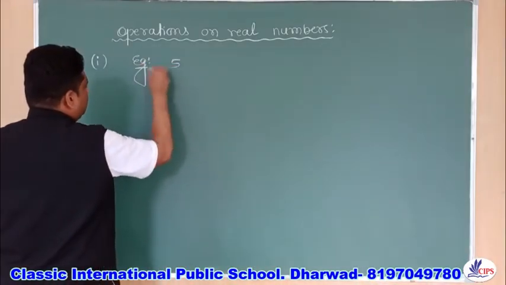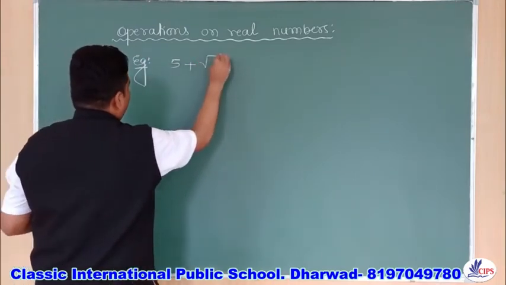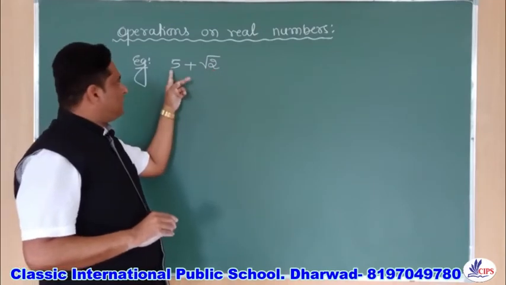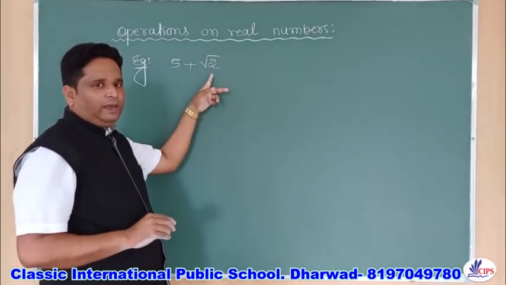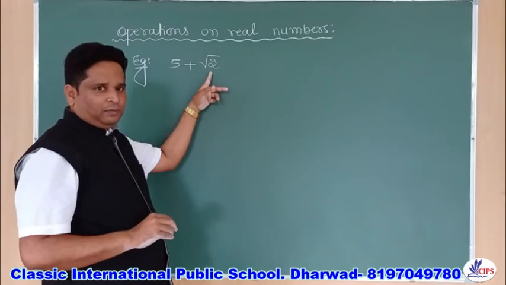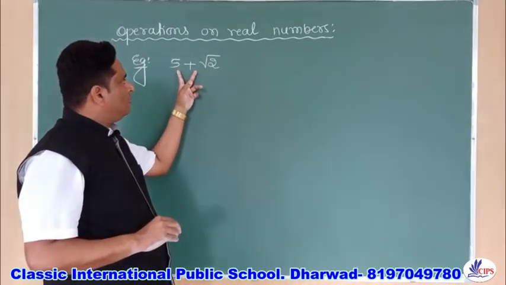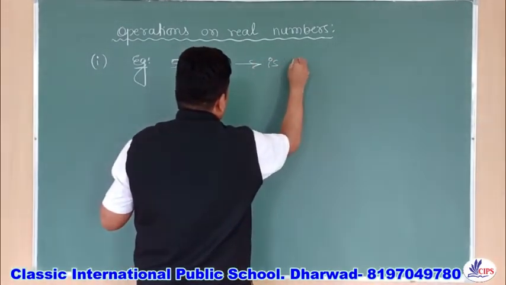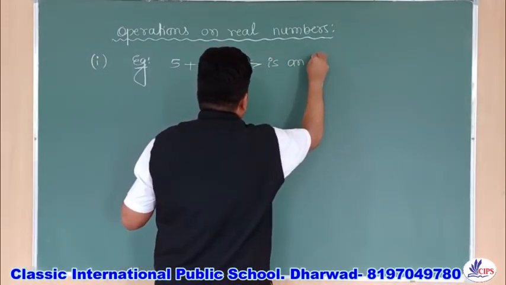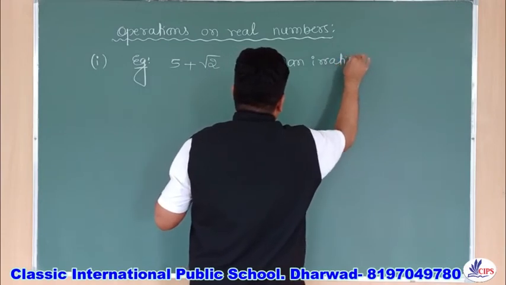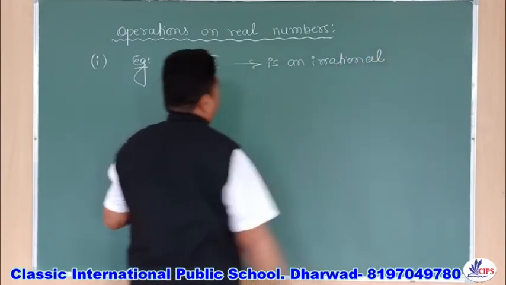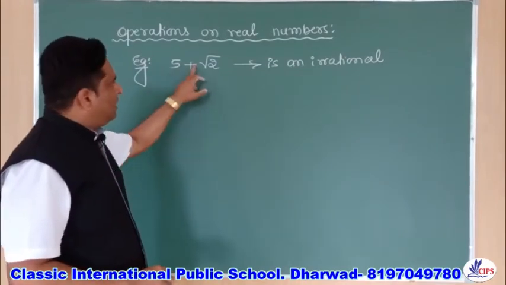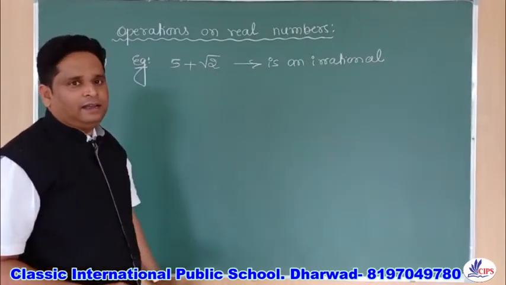For example, 5 is a rational number, right? Then root 2 is an irrational number. 5 plus root 2: 5 is a rational number, root 2 is an irrational number. The sum of these two is irrational. It may be a sum or it may be a difference. The sum or difference of a rational number and an irrational number is again an irrational number.